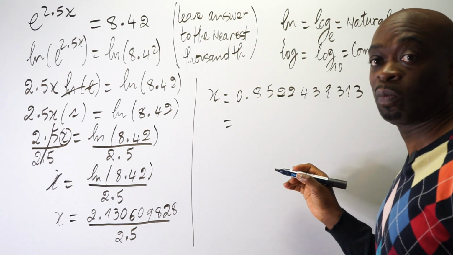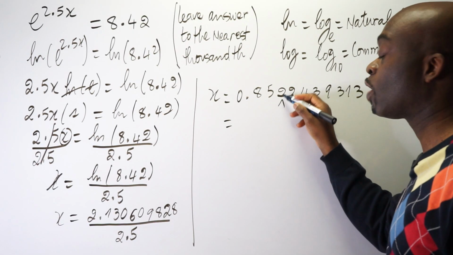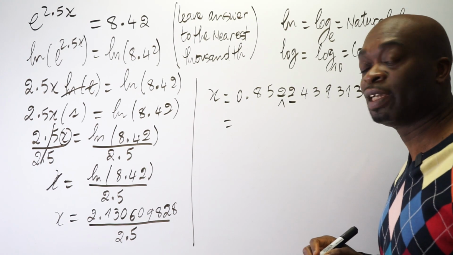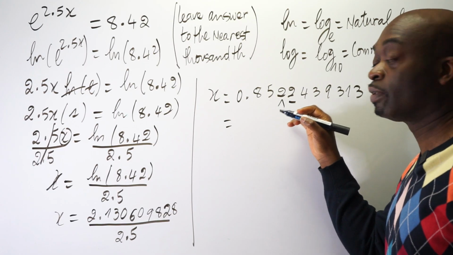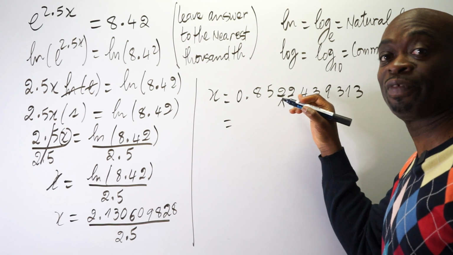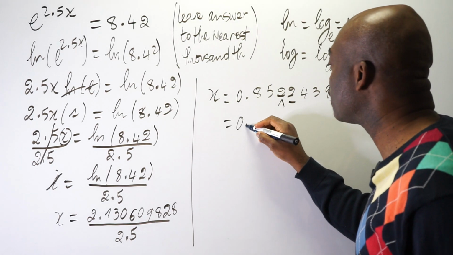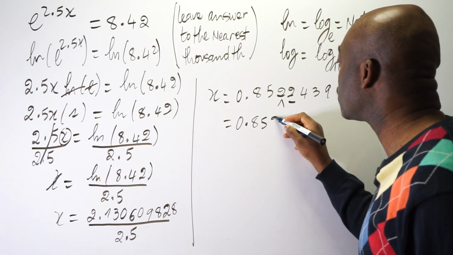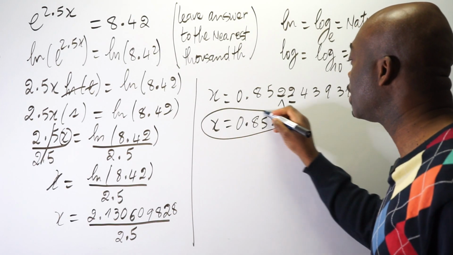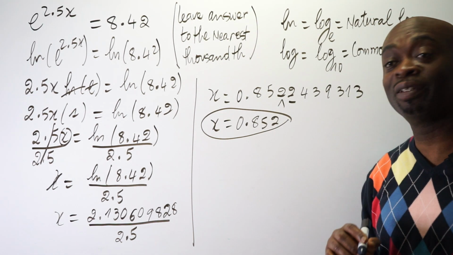We need 3 decimal places, so that means 1, 2, 3. Here is where we want to stop, and then we look at the number that follows it. If that number is 5 or higher, we add 1 to this one, but if that number is less than 5, we keep it this way. So we have 0.852, that is x. And then, ladies and gentlemen, we are finished. We have 3 decimal places here. We are done. Thank you.